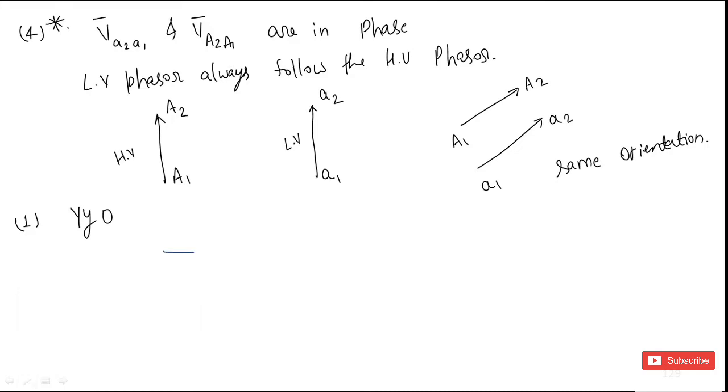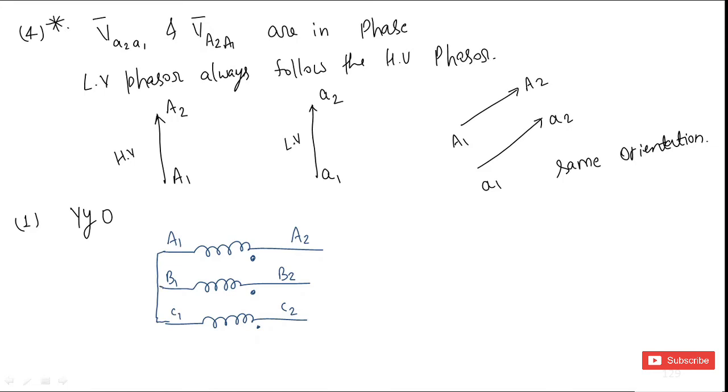This is A2 B2 C2. Okay, A1 B1 C1, and you know primary is connected in star, so connected in star you can connect, and this is neutral point.